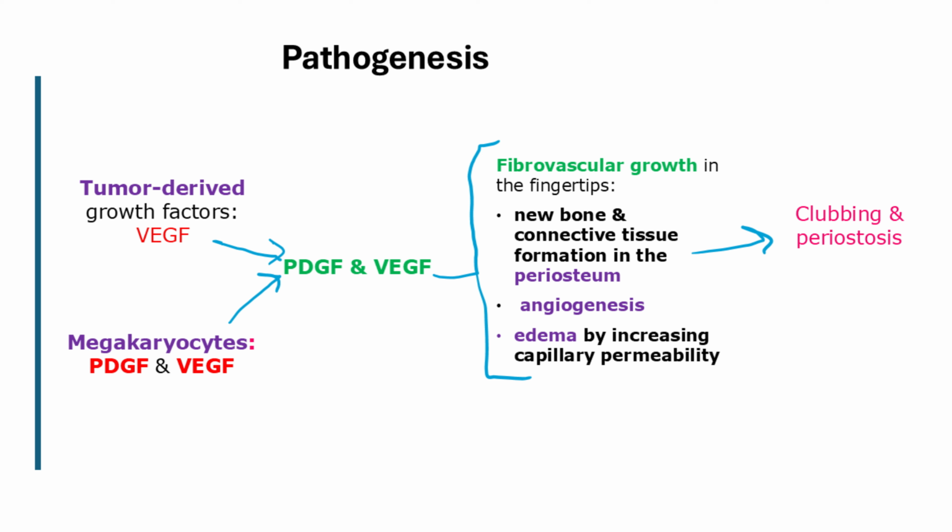The cumulative effect of these mechanisms is the activation of hypoxic inflammatory pathways, with subsequent release of platelet-derived and fibroblast-derived growth factors such as PDGF, VEGF, and TGF-beta. These growth factors promote local fibrovascular growth in the fingertips through periosteal new bone and connective tissue formation by activated fibroblasts, angiogenesis, and edema via increased capillary permeability, ultimately leading to clubbing and periostosis.